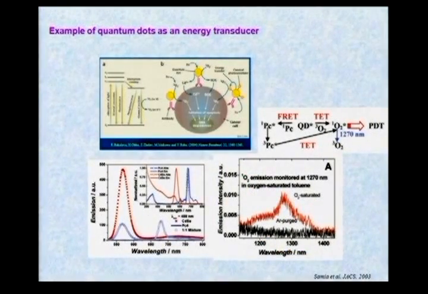Another example of energy transduction in PDT is quantum dots. So it turns out if you link a quantum dot to a photosensitizer drug, the quantum dot can have a very high cross-section, can absorb the light, and then give energy transfer to the photosensitizer molecule, and again you'll generate singlet oxygen and do the biological effect. The advantage here is that the optical absorption of the quantum dot has a very broad wavelength spectrum, as we saw earlier, and therefore is much less dependent on an exact matching to a particular laser source.